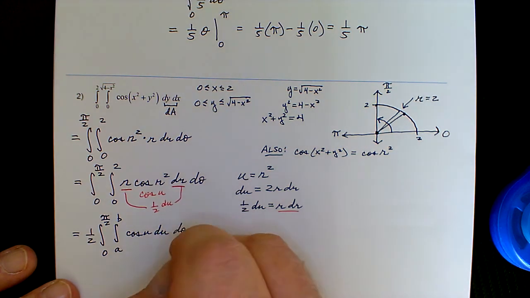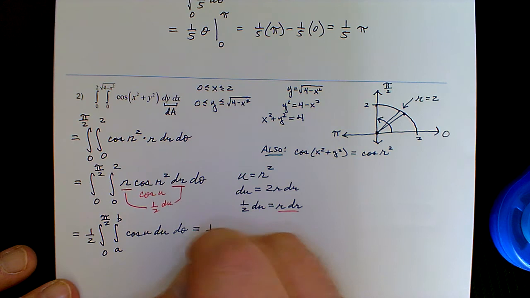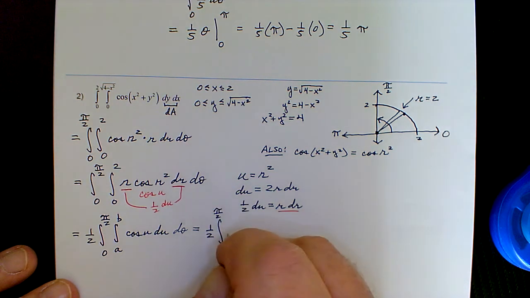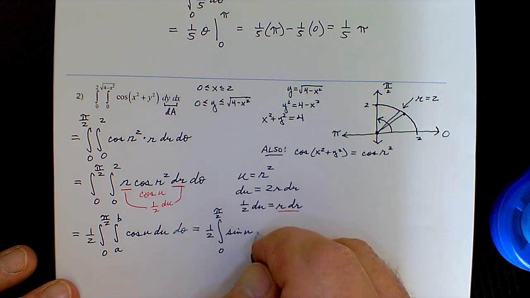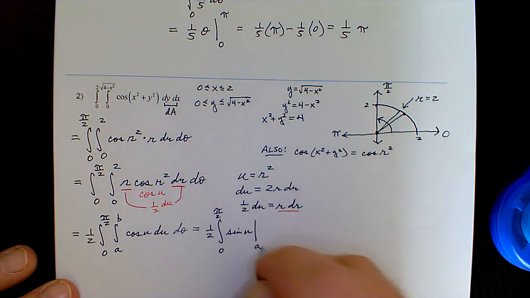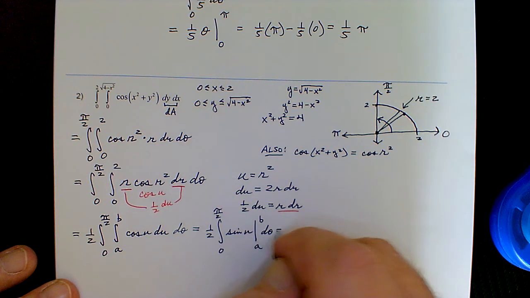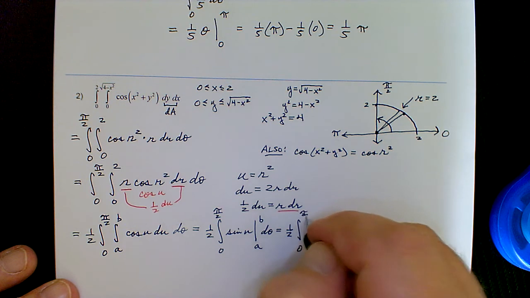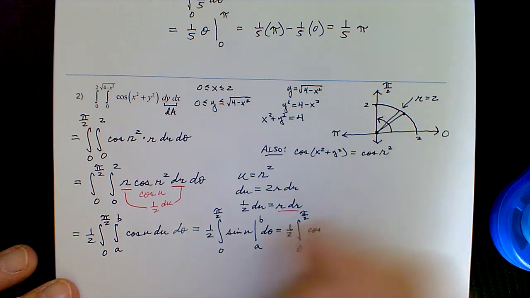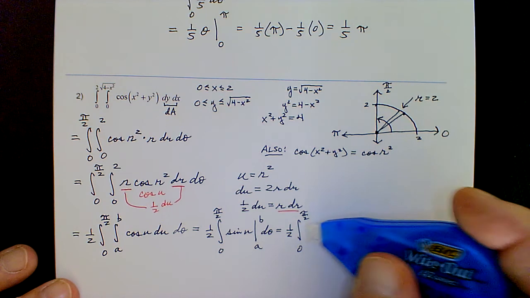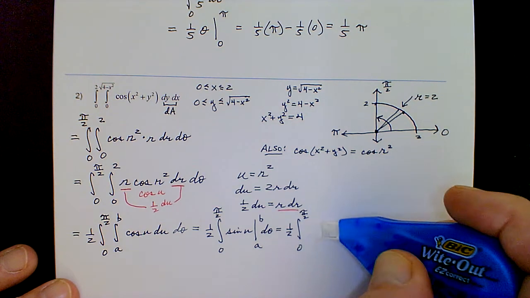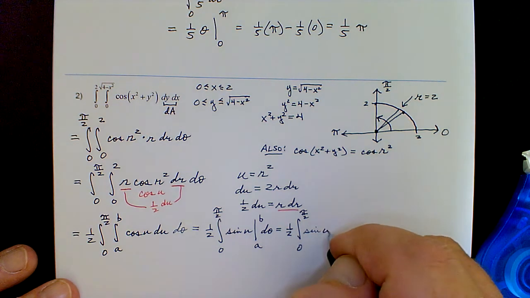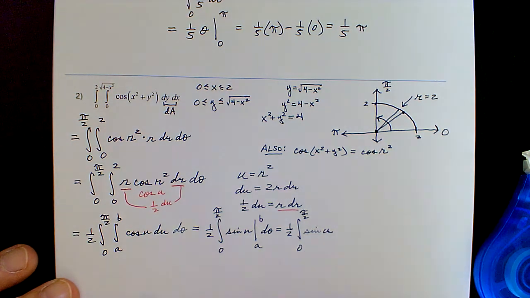There's the d theta. And now integrating, we have 1/2 integral from 0 to pi over 2. Cosine integrates to be sine of u, and that's evaluated from a to b with respect to theta. So that's 1/2 integral 0 to pi over 2. But put back our u, which was r squared. So now we have the sine of u, sine of r squared, excuse me.